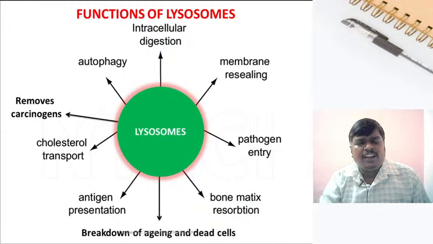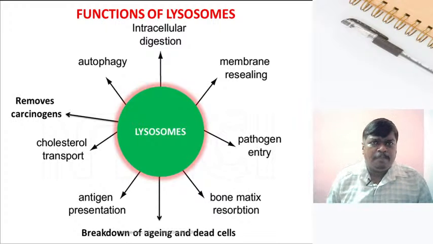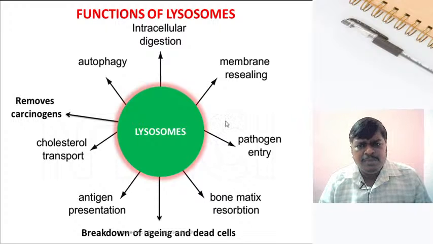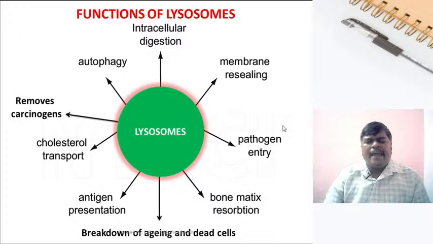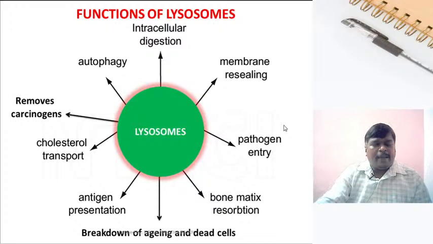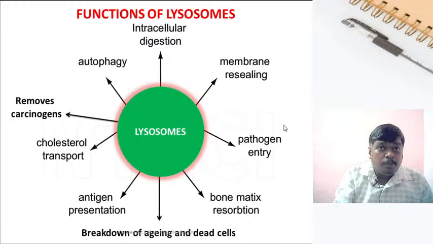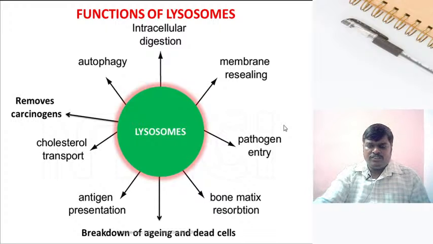Cellular components, recycling of cellular components, or excretion of cellular components is done by the lysosomes. Similarly, membrane resealing is also done by lysosomes. And pathogen entry, it prevents the entry of pathogens. During the phagocytosis process, it kills the pathogen with the help of protein digesting enzymes, and carbohydrate and lipid digesting enzymes.